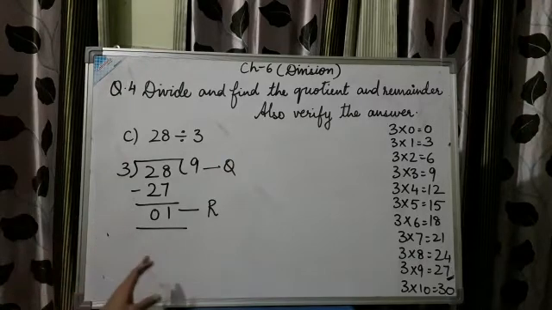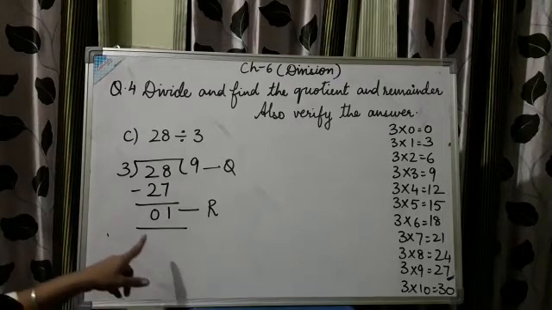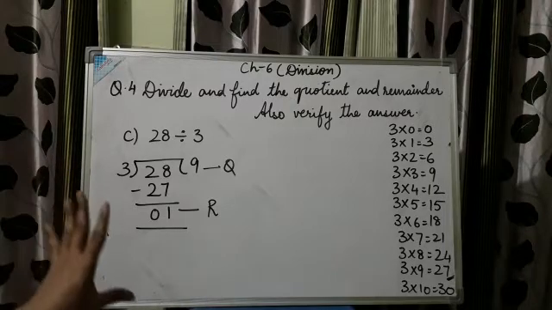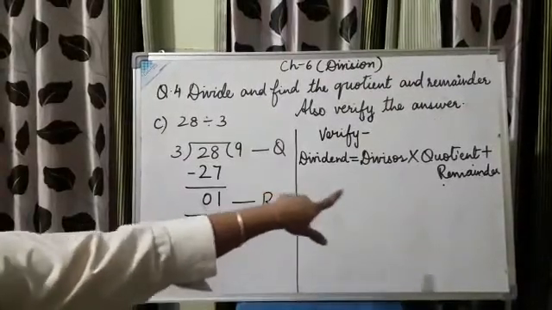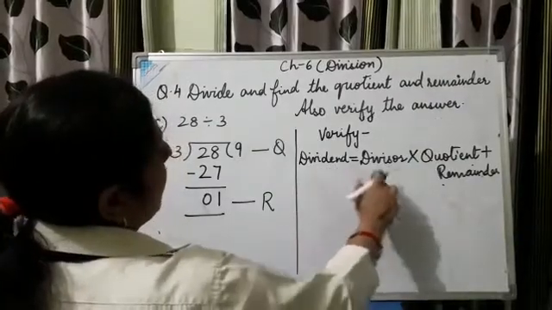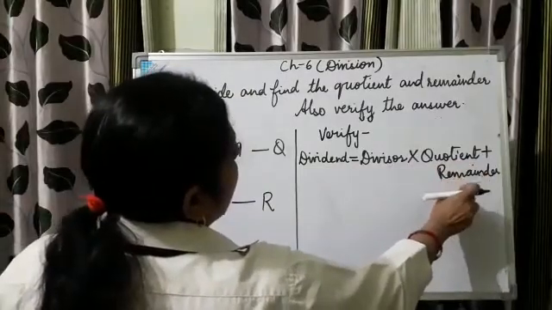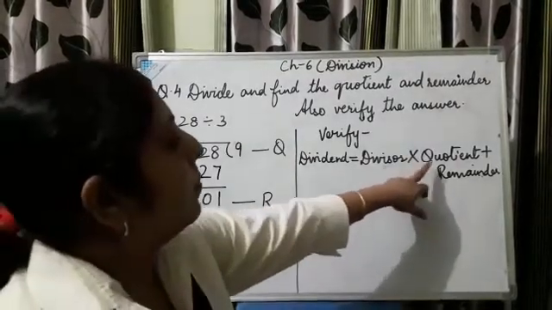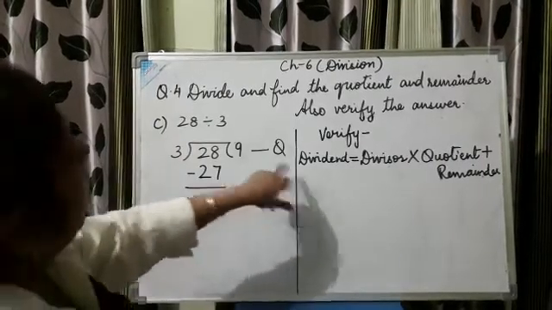Now the most important part of this question is to verify whether we have done the division properly or not. This will be very helpful for you to check whether you have done your sum properly. Now we are going to do the verification step by step. You need to find the dividend back by multiplying the divisor with the quotient and adding the remainder at the end. Which means after multiplying divisor with quotient and adding the remainder, finally you will get back the dividend.